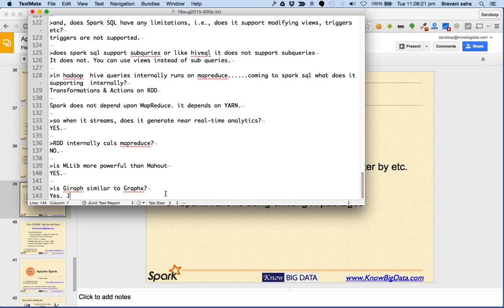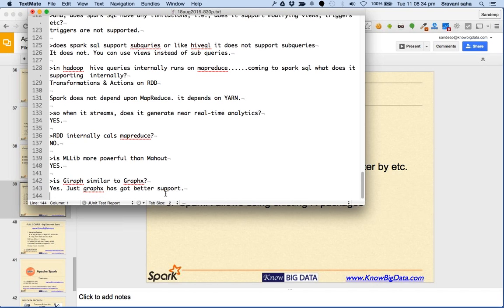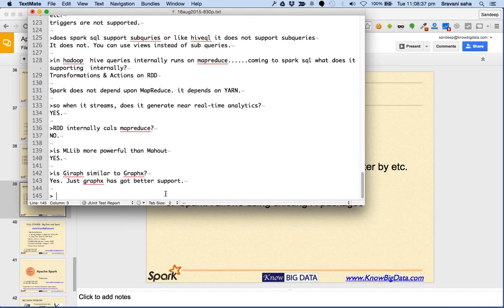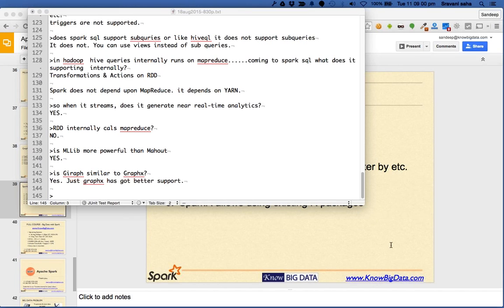Yes. Just that GraphX has got better support, and as we talk, more and more algorithms are being written for GraphX as compared to Giraffe. Giraffe was pretty happy to run the basic algorithms such as PageRank, but beyond a certain point, the adoption did not scale really fast. But for GraphX, it is inevitable. All right, I see a great adoption for GraphX.